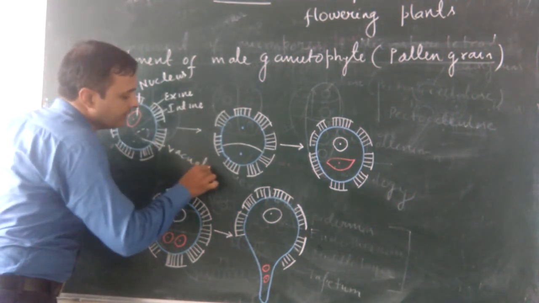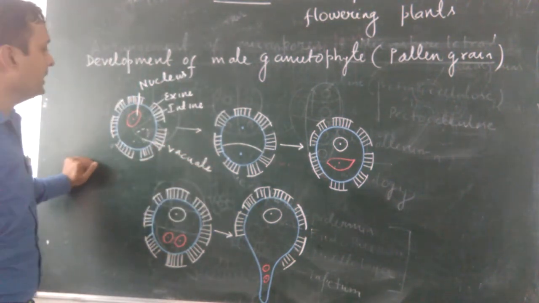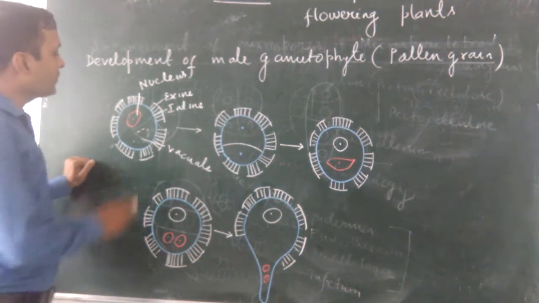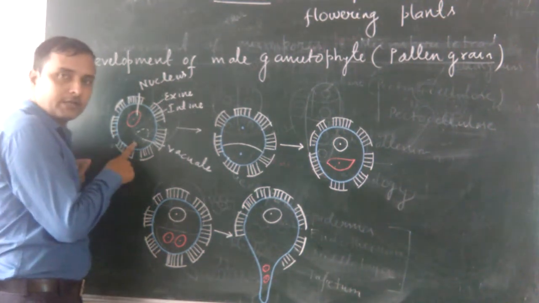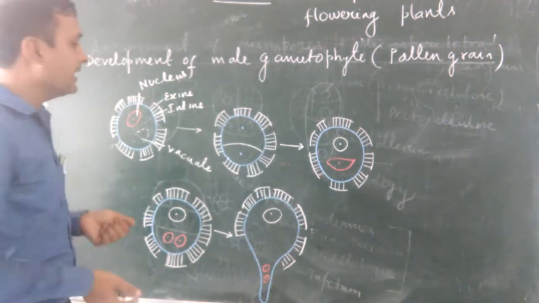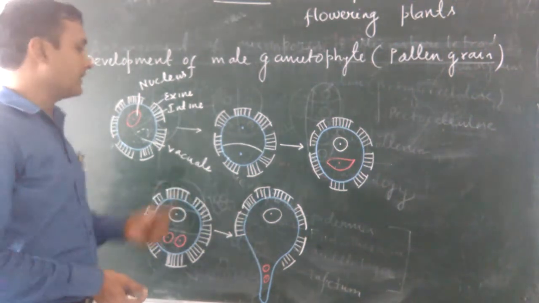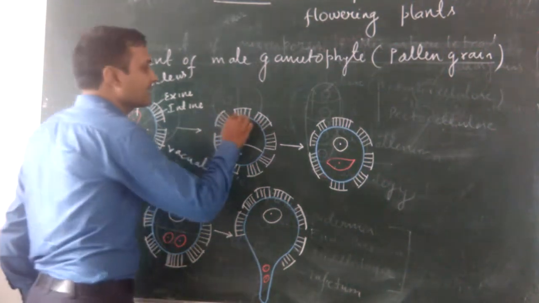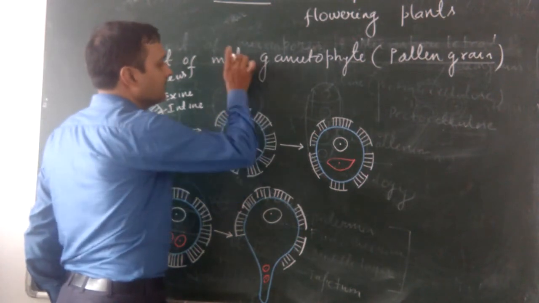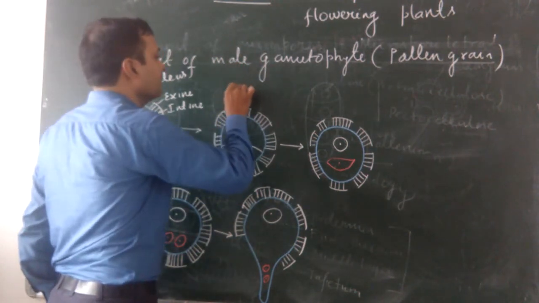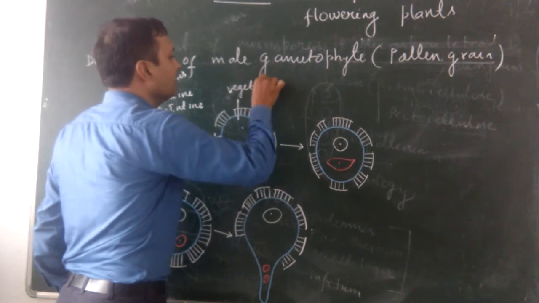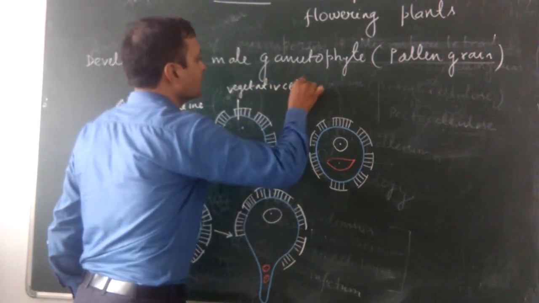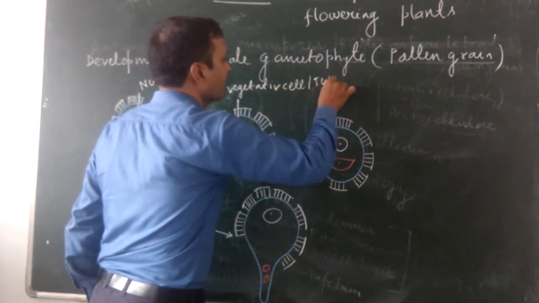During the development of male gametes, first of all, the cytoplasm of the mature pollen grain divides unequally and forms two types of cells. The larger cell is known as the vegetative cell, also known as the tube cell.